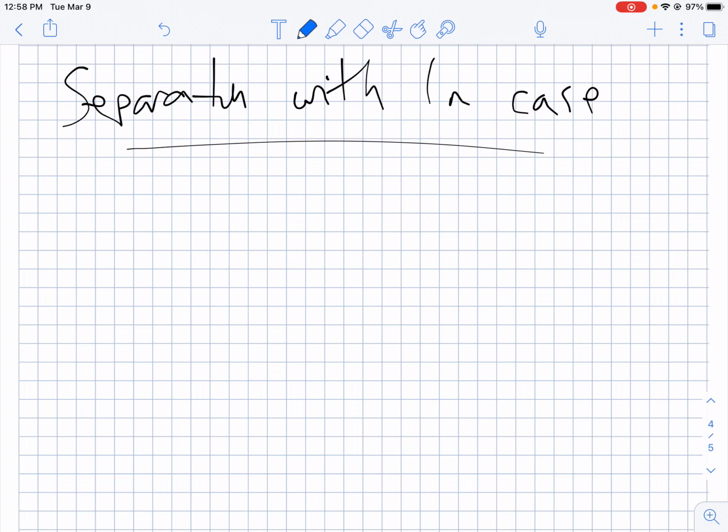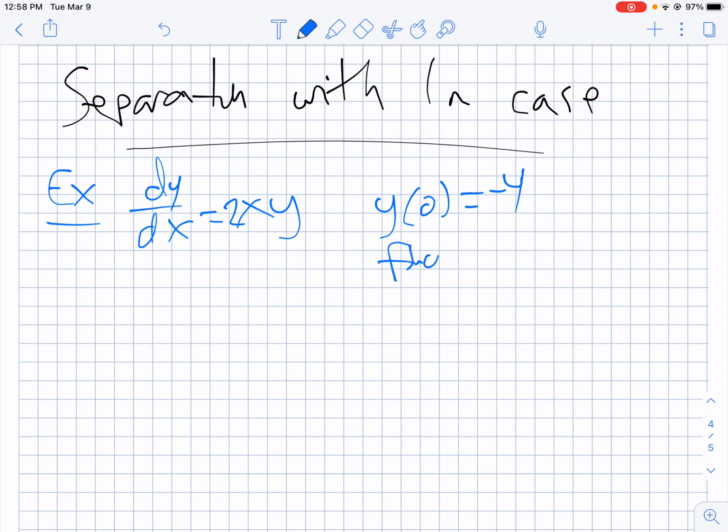Alright guys, so in this short video, we're going to talk about separation of variables with a natural log case, because this is something kind of interesting that's going to actually come up a lot. So suppose I tell you that dy/dx equals 2xy, and I tell you that y(0) equals -4, and I ask you to find the particular solution. So go ahead and try and work out the algebra, and then let's see how far you can get before we get to something that's kind of interesting.